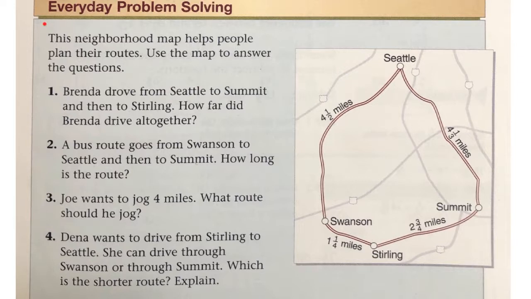Some everyday problem solving. This neighborhood map helps people plan their routes. Use the map to answer the question. Brenda drove from Seattle to Summit, then to Sterling. How far did Brenda drive altogether? So she went from Seattle to Summit. So that is 4 1/3 miles. And then she went from Summit to Sterling. That is another 2 3/4 miles. So how far did she drive altogether?